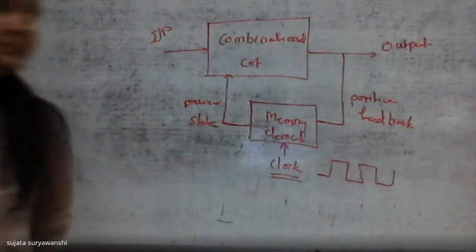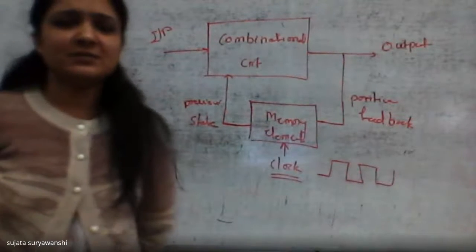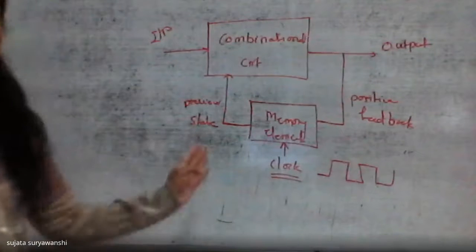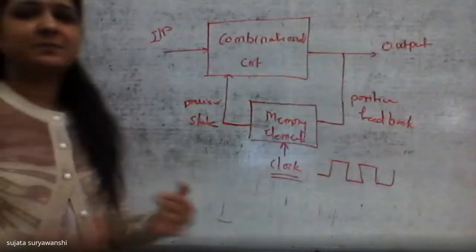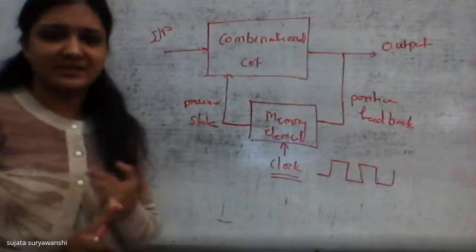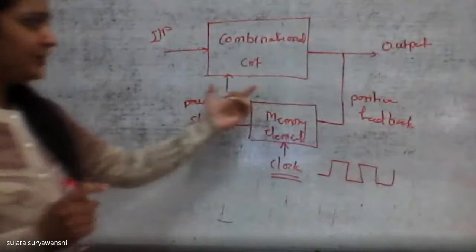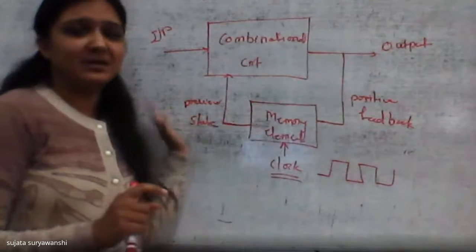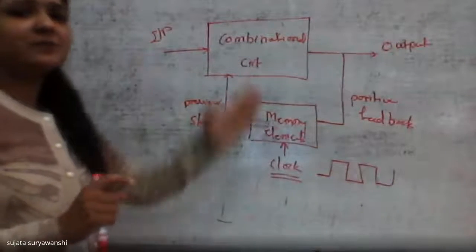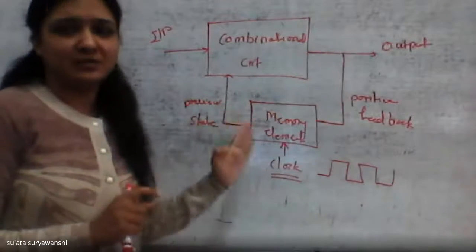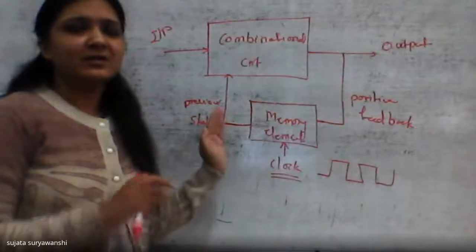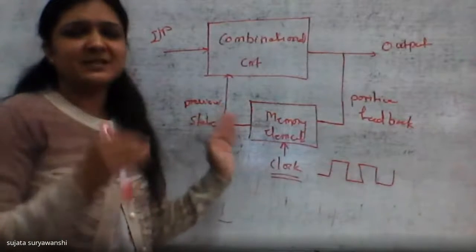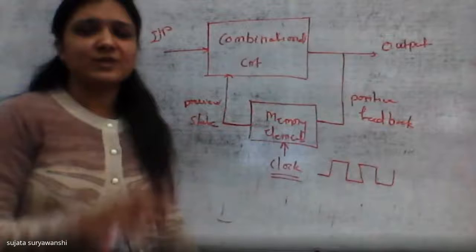Okay, so now we will see some terminology regarding the sequential circuit. What do you mean by present state data? What do you mean by next state data? I have already told you the sequential circuit depends upon the present state input and the previous state output. What exactly does it mean by the present state and the next state? Just write down the definition first.